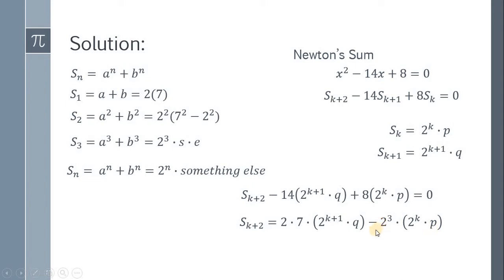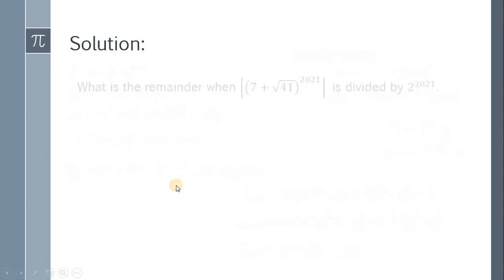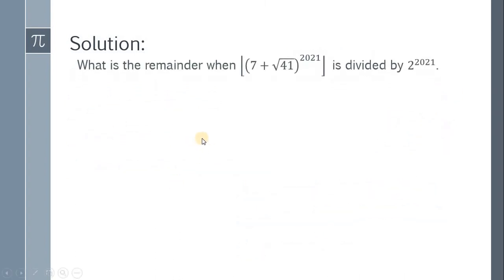Now, we can factor out 2 raised to k plus 2 dun sa ating factors. So, we have s sub k plus 2 is equals to 2 raised to k plus 2 times 7q minus 2p. Therefore, yung s sub k plus 2 is a multiple of 2 raised to k plus 2. Therefore, we show that s sub n is a multiple of 2 raised to n. Okay, so using this concept, sagutan natin yung ating question.